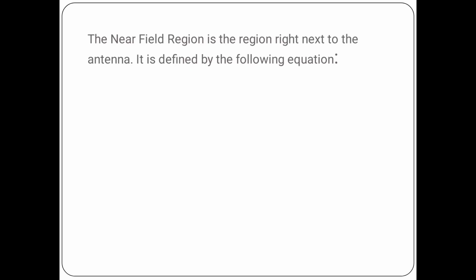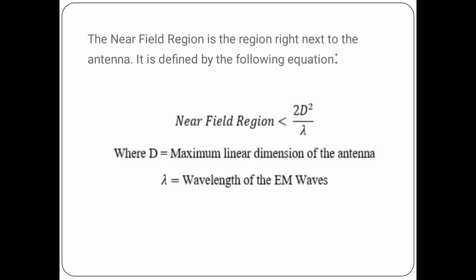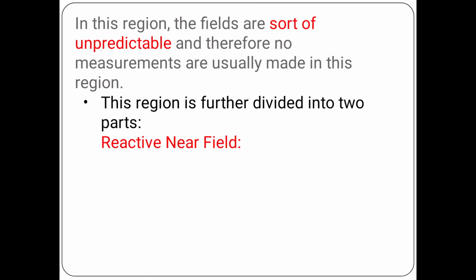The nearer field region is right next to the antenna. It is defined by the equation nearer field less than 2d² by λ, where d is the maximum linear dimension of the antenna and λ is the wavelength of EM waves. In this region, the fields are somewhat unpredictable and measurements are usually not made in this region.